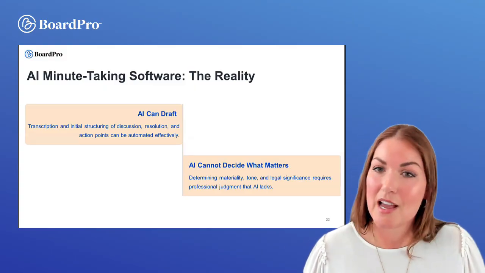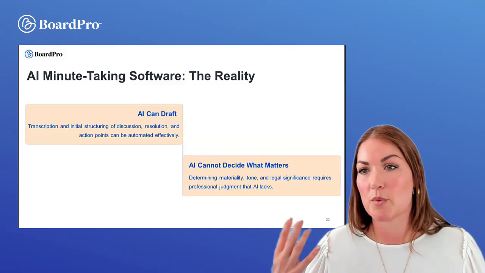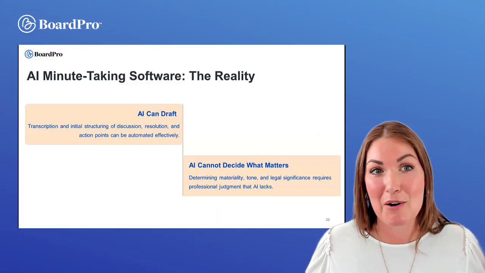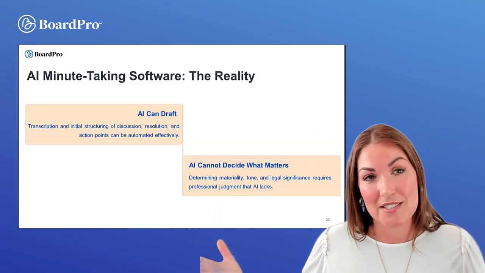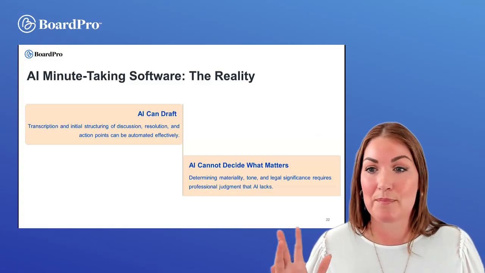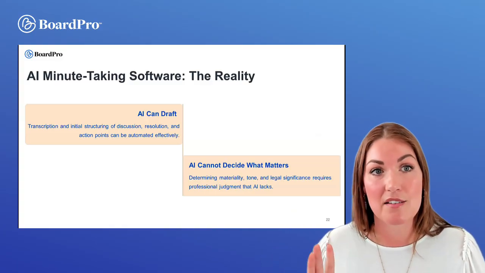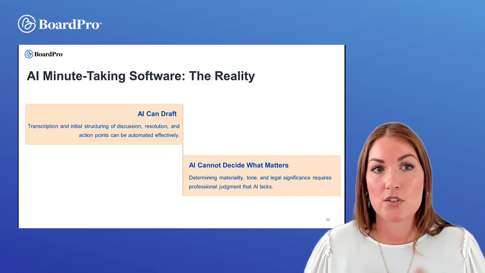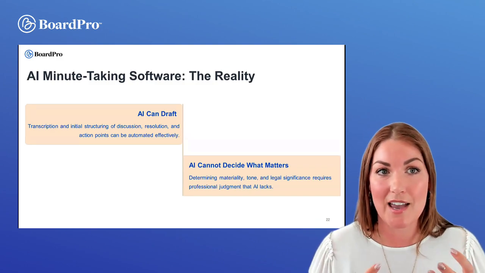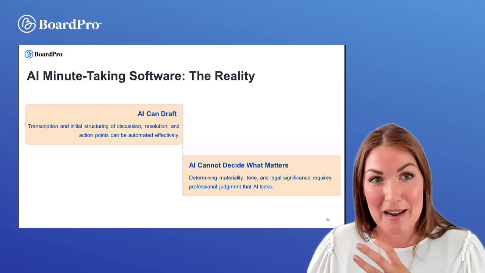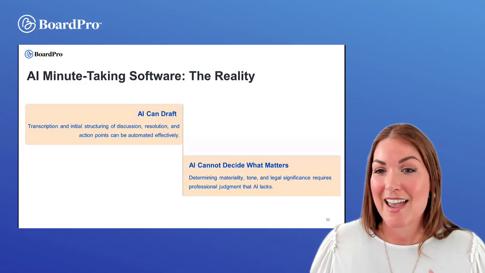So let's touch now on AI minute taking software, which is really the elephant in the room. Most people are using this now, so it's a really growing area. There are tools out there. There's Otter AI, there's Fireflies AI, there's Fathom AI, there's Vinyl AI. Zoom has its own minute-taking AI. Microsoft Teams has its own minute-taking AI. Gemini will take the minutes in the Google Meet.